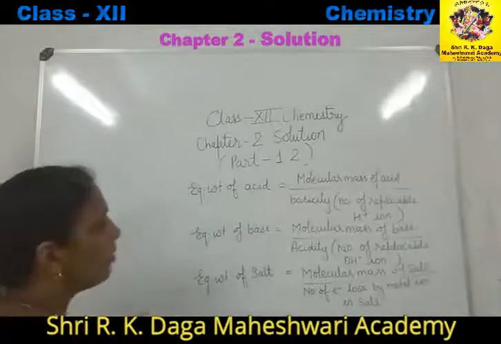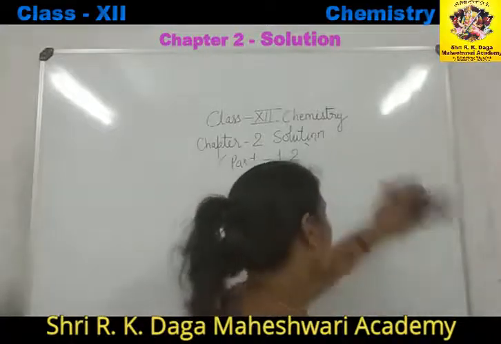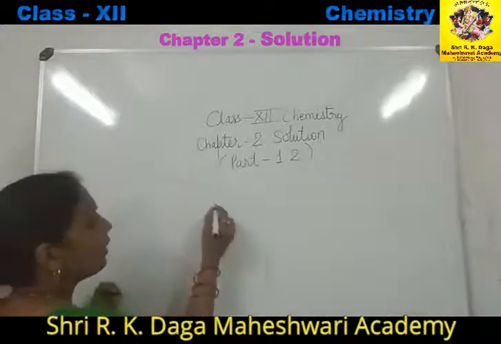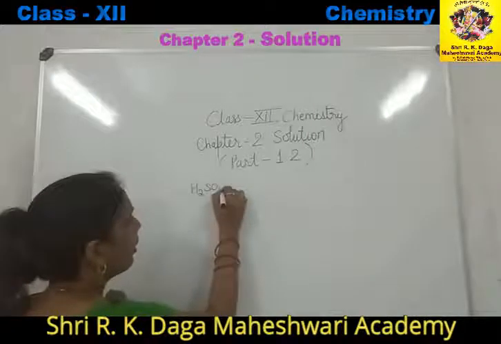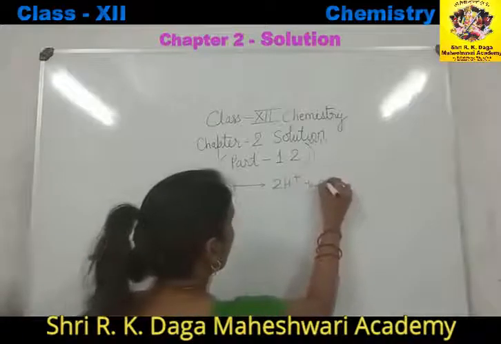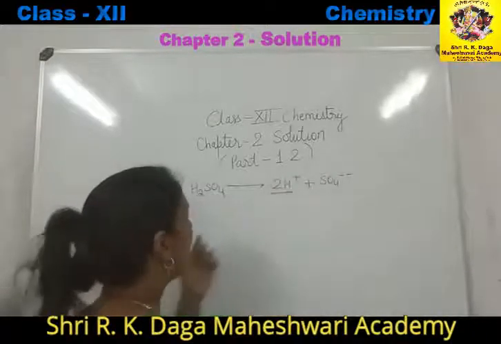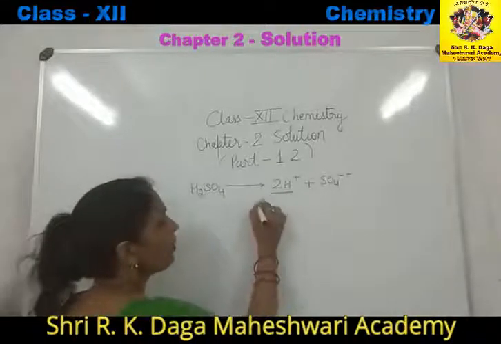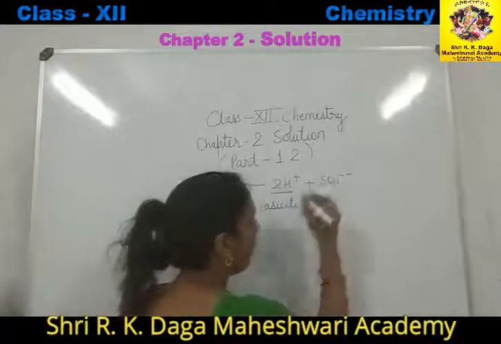Now I am taking examples one by one. How can we calculate the equivalent weight of an acid, base and salt? Here I am taking the example of H2SO4. To calculate its equivalent weight, first of all, when H2SO4 is dissolved in water it furnishes 2 H positive ions and SO4 double negative ion. So 2 H positive ions are liberated, and the basicity of H2SO4 will be 2.